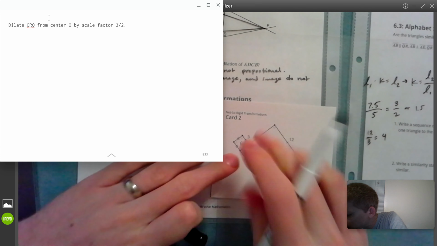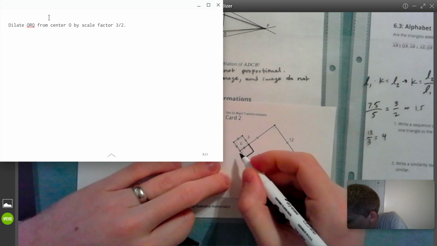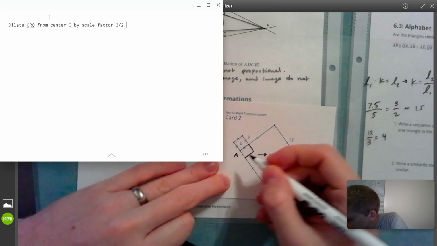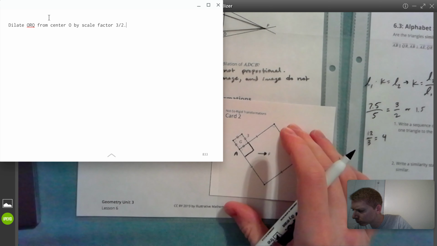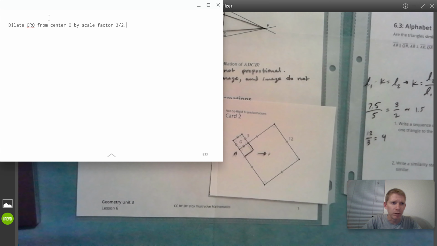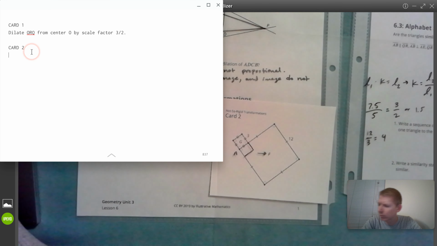So what I'm going to do is I'm going to name this point right here. I'll call this point right here A. And we're going to say this, card 2, and I'll label this card 1. We're going to say rotate G by center of rotation A 90 degrees clockwise.